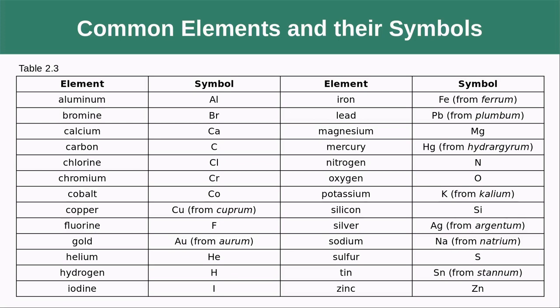Those ones all make pretty good sense, but every once in a while you get something like gold is going to be Au. This is from an ancient Latin word, aurum. Iron is going to be from ferrum, one of the old words for it. And lead, we have Pb from plumbum, which I really like that word.